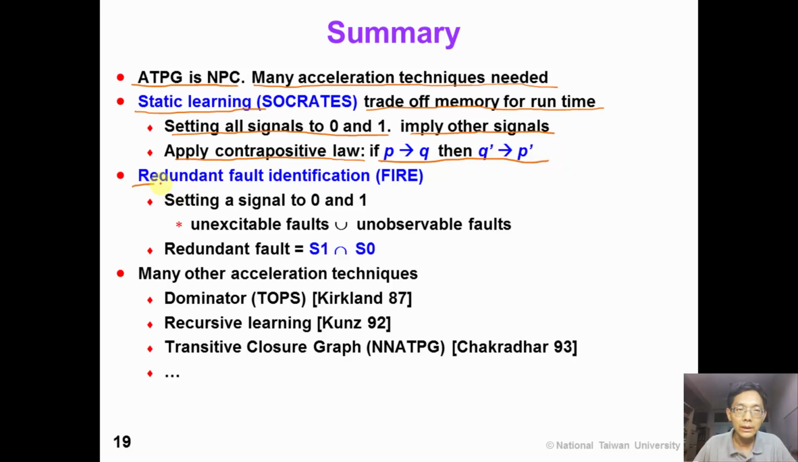And the number 2 idea is redundant fault identification, which is based on single signal analysis. The idea is to set the signal to 0 and 1, and we find those unexcitable or unobservable faults. A redundant fault is the intersection of two sets. Actually, there are many other acceleration techniques available in the papers, and we don't have time to go through them one by one. If you are interested, please refer to the corresponding papers for more details.